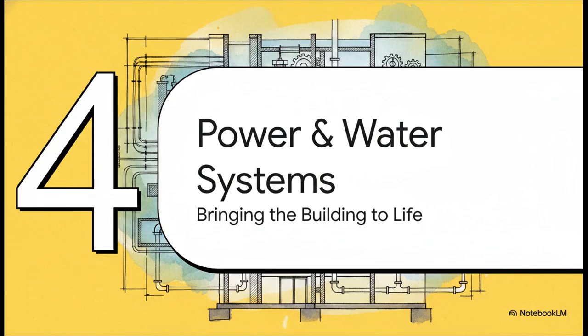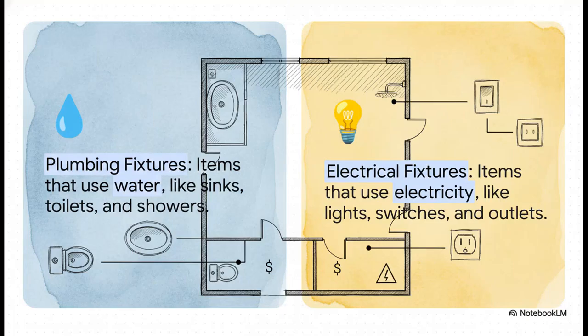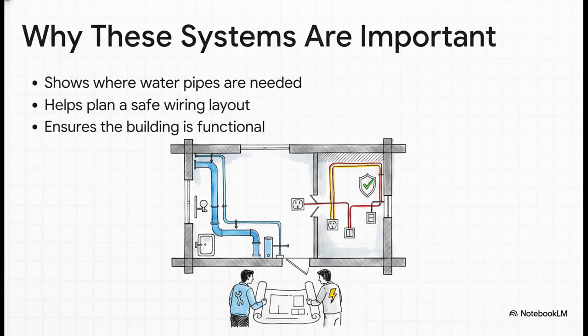But a building is way more than just walls and windows, right? To actually live in it, it needs power and water. These are the systems that really bring a building to life. So on a floor plan, you'll see symbols for two main types of fixtures. You've got your plumbing fixtures. That's anything that uses water, so think sinks, toilets, showers. And then you have your electrical fixtures, everything that uses electricity, like lights, outlets, and switches. And these symbols are a super critical part of the plan's language. They're basically a map for the plumbers and electricians, telling them exactly where all the pipes and wires need to go to make sure the building is functional and, just as important, safe.